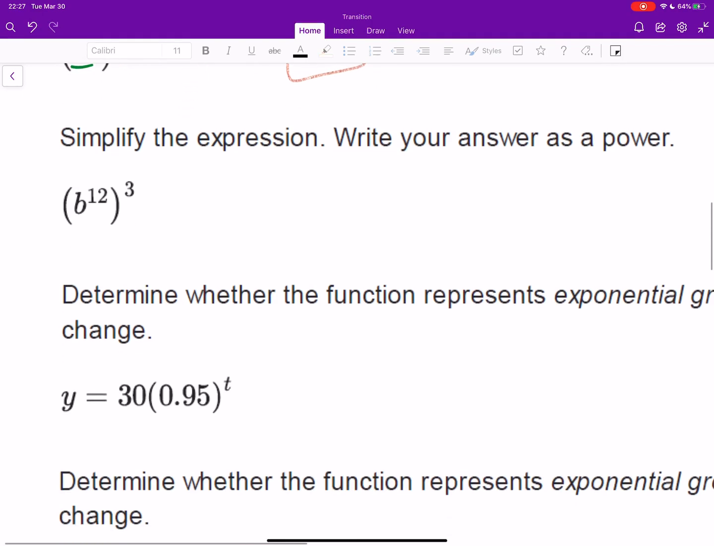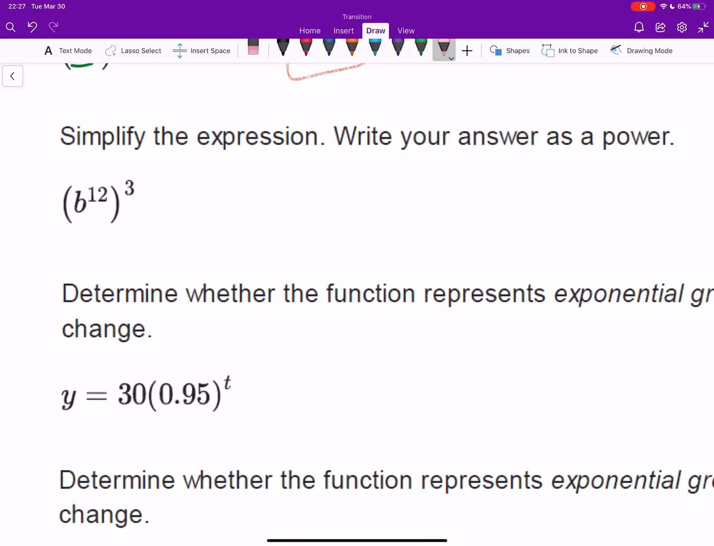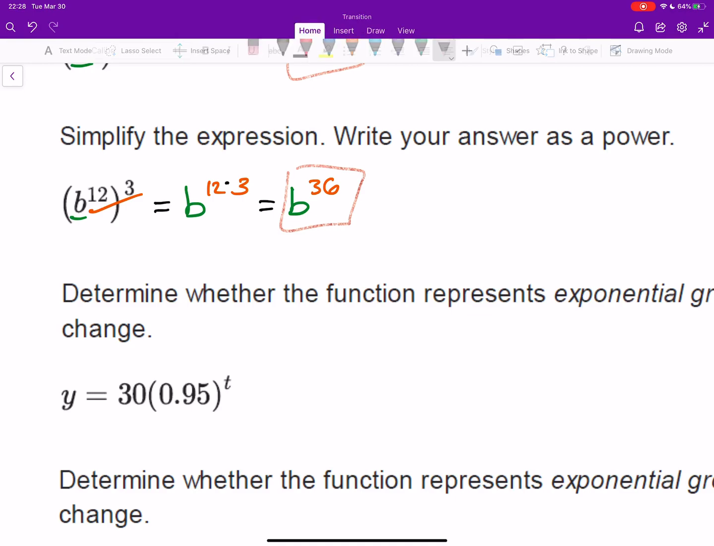Same deal here. I see that I have a base of b, and a power to a power. When I have a power to a power, I need to multiply the exponents. So I'm going to multiply 12 and 3. And when I do that, I get 36. So b to the power of 36. And that's my answer there.